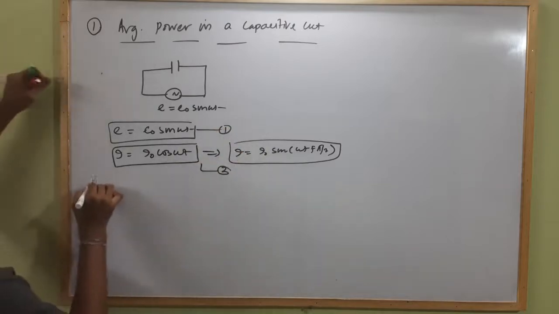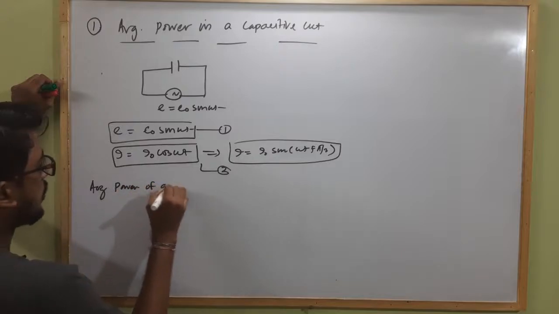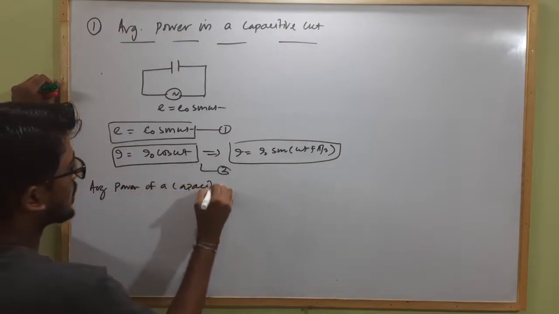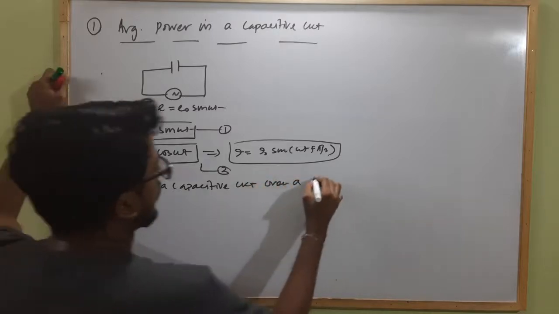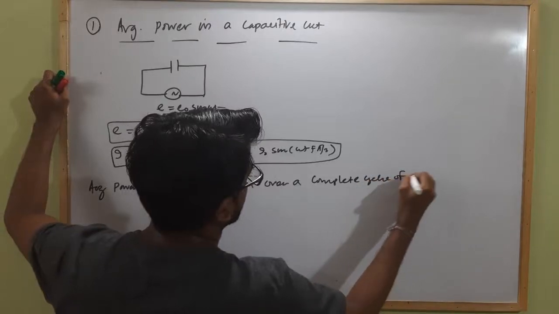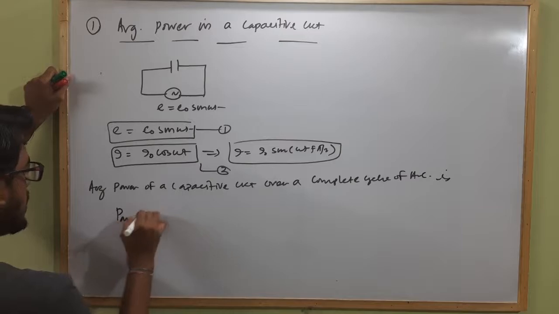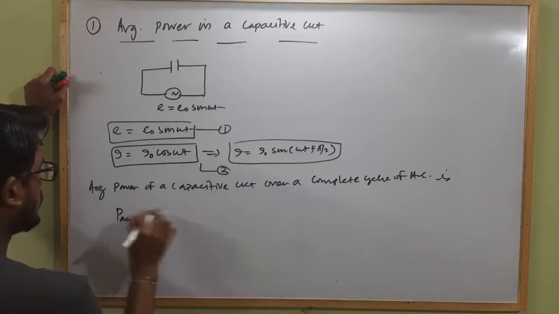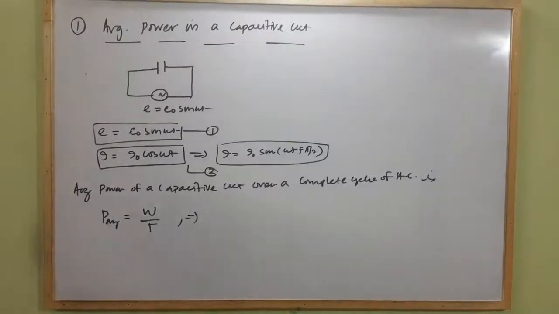So from equation 1 and equation 2, what is the average power of a capacitive circuit over a complete cycle of AC? P average will be equal to total work done by total time taken. So what will be the power average? Power average will be total work done by time.